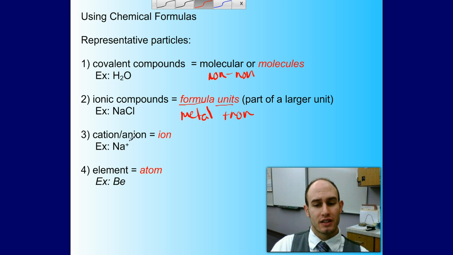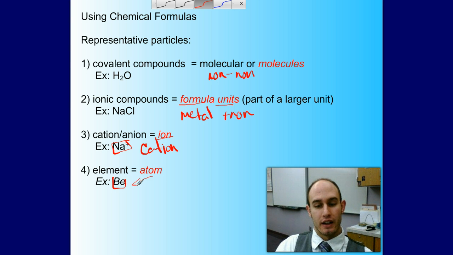If we're talking about just a little individual ion, something with that plus or minus charge, we're just going to label that an ion. Specifically, a positive ion is a cation. Remember, cats purr, they're positive, and the anion is your negative ion. And of course, if you are just given an element, we can consider that a single atom, a single element on the periodic table.